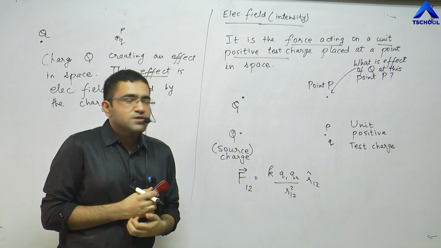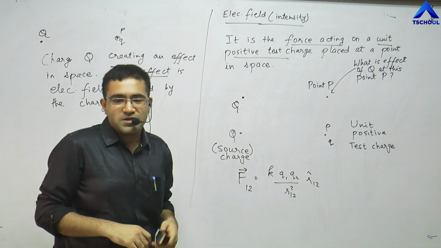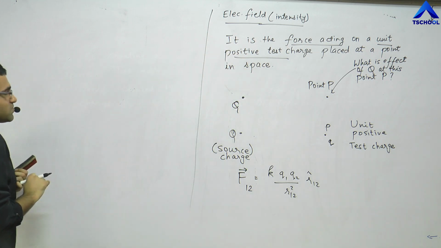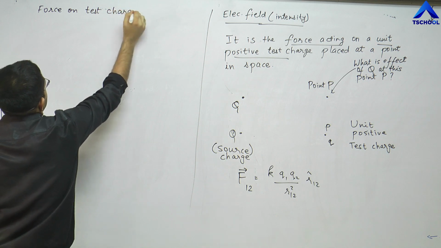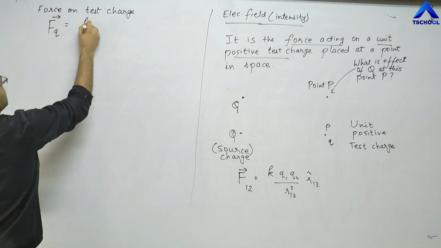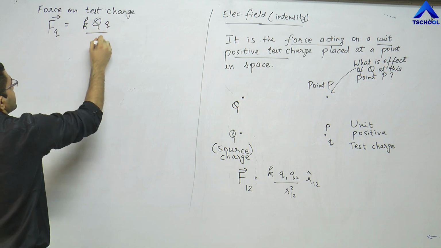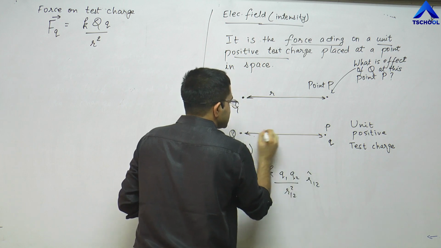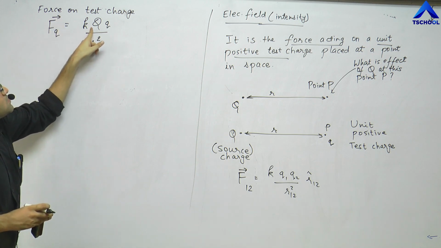Okay, now once we have got the forces, if we convert this definition to an equation, if I'm going to use mathematics to write an expression corresponding to this definition, let's see how it will work. So first of all, the force on the test charge, I should write it as F_q vector, is going to be k Q q by r squared. This is the magnitude again. Let's say the distance between these 2 points is r. So F_q vector is k capital Q small q by r squared.